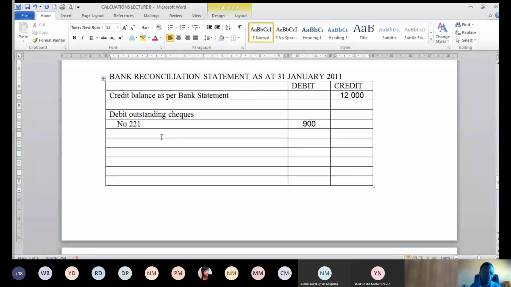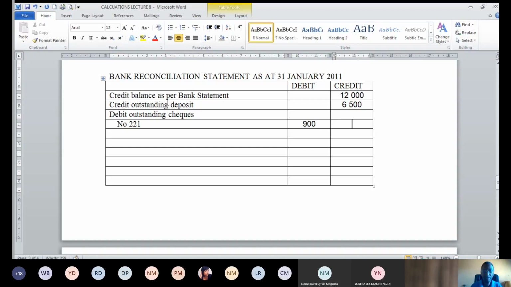There was a deposit of 6,500 in our records, not on the bank statement. Go to your reconciliation statement. You will write there, credit the outstanding deposit. And the outstanding deposit that we will credit there, guys, is the amount of 6,500. Credit outstanding deposit, 6,500.